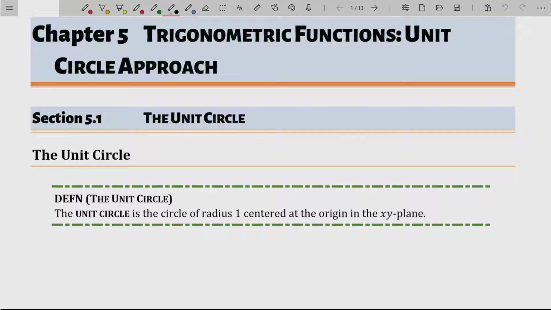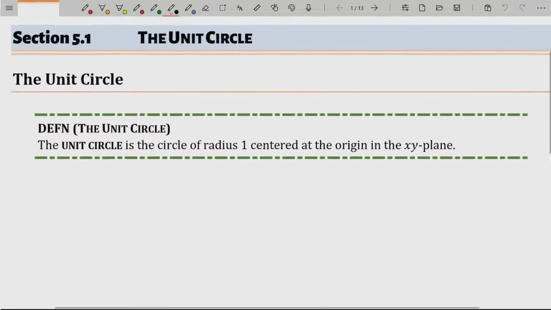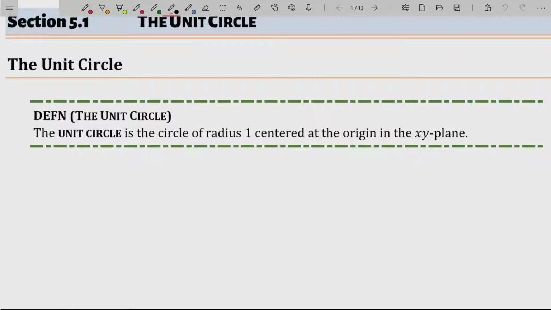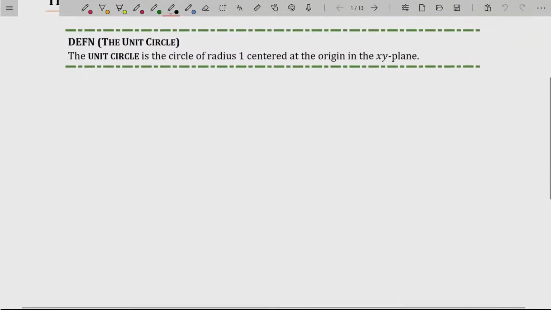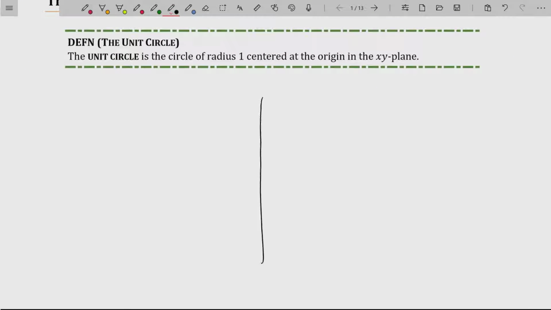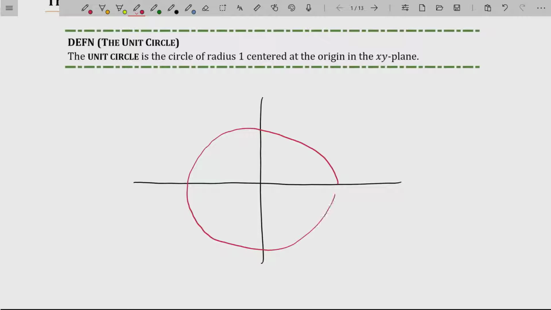So let's just remind ourselves of the unit circle. That's what this whole video is all about. What is the unit circle? Well, the unit circle is the circle of radius 1 centered at the origin in the xy plane. So if I were to draw out the xy plane here, the unit circle would just be the circle of radius 1. And I'm not really drawing a great circle. I apologize. I'm sure that I have some type of app that allows me to draw a beautiful circle, but I just didn't use it. So there we go. It goes through the points (1, 0), (0, 1), (-1, 0), and so on and so forth.